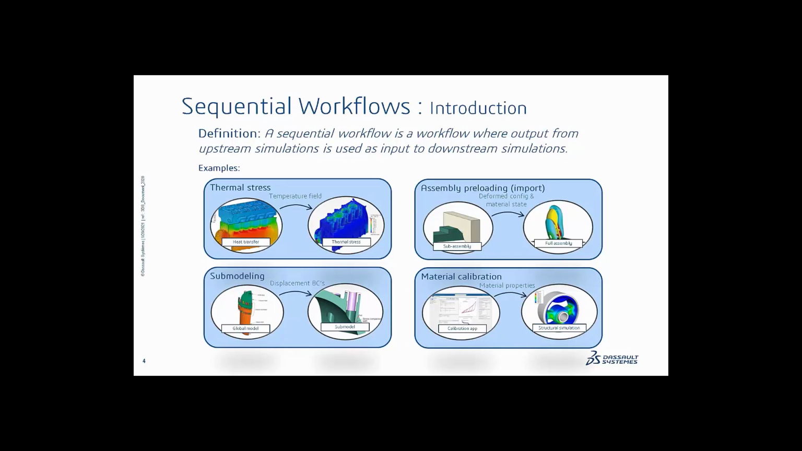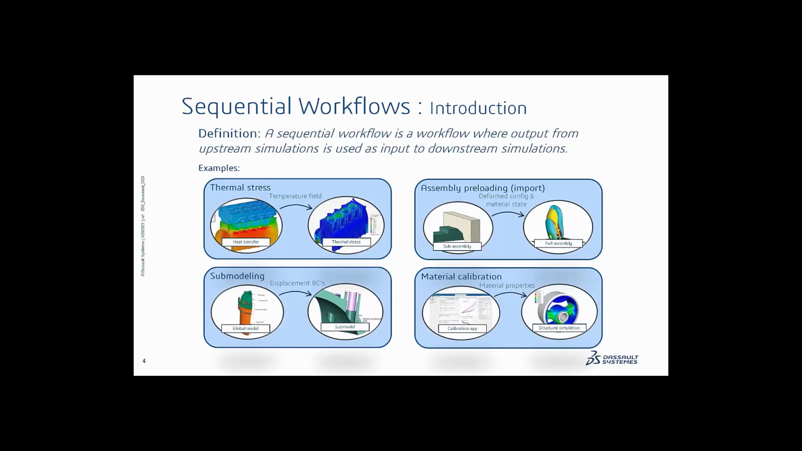Yet another example is submodeling, where we take a global model, typically a coarse mesh, suitable for assessing the global response, and then we zoom in and do a submodel, with a refined, more detailed mesh, of a local region of interest.